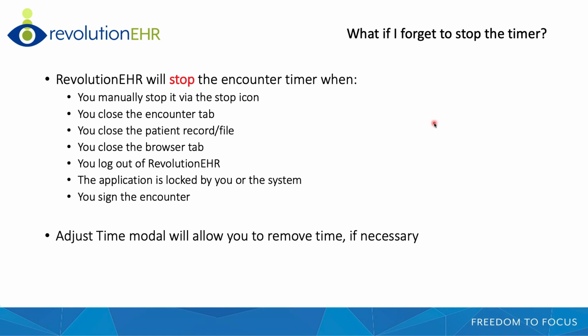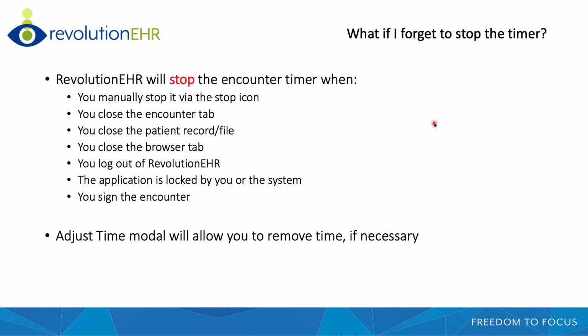Maybe the system is locked because you decide to step out of the room for a minute, but you know you're going to jump right back into the record. And you don't want the patient and patient family to be able to see the Revolution EHR screen. That would be another event that would stop the timer for you. And also, if you sign the encounter, that would stop the timer.